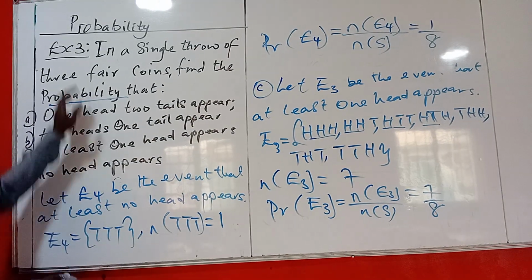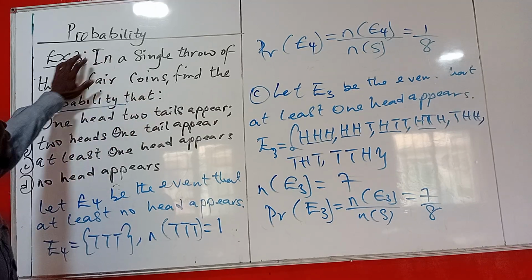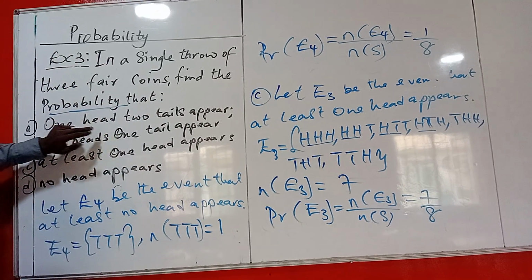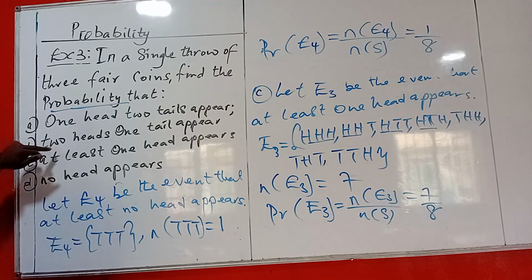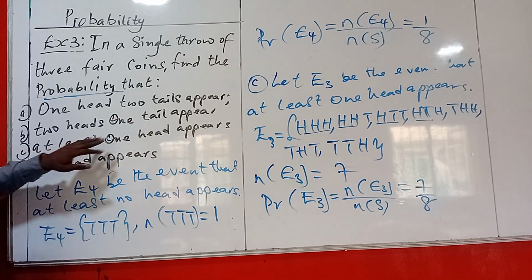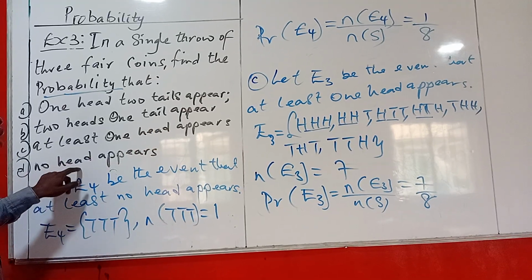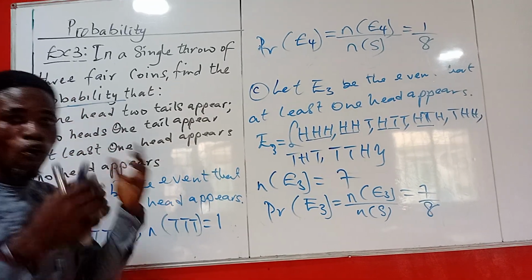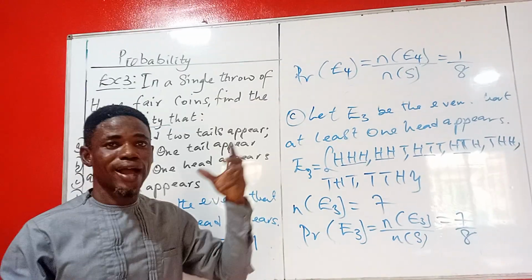So that is how to calculate the probability of having 1 egg 2 tails appear, having 2 eggs 1 tail appear, and having at least 1 egg appears and no egg appears, when we have 3 coins and we toss them together.